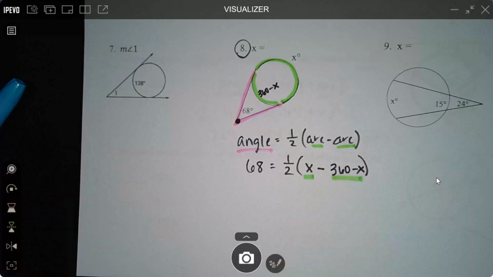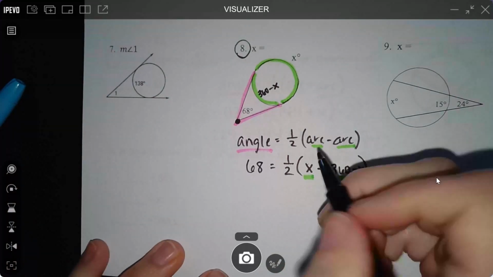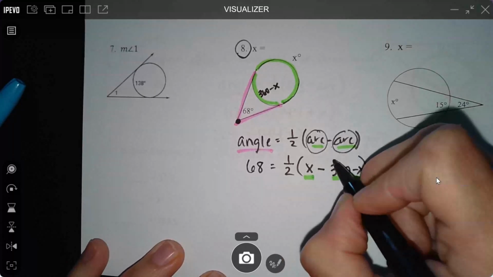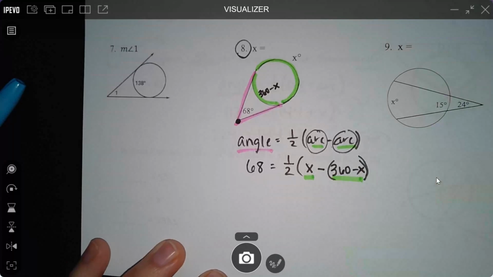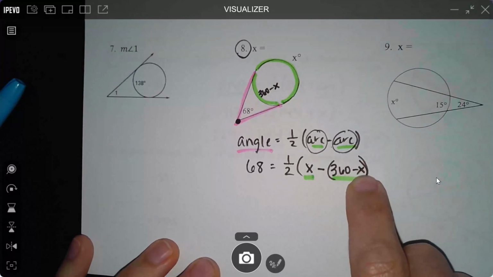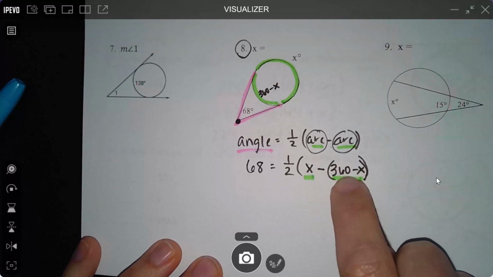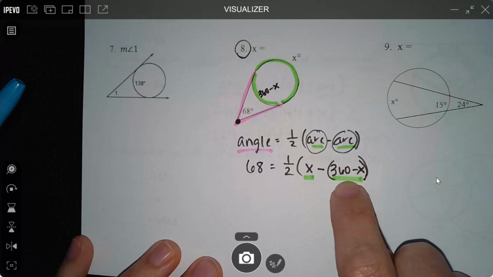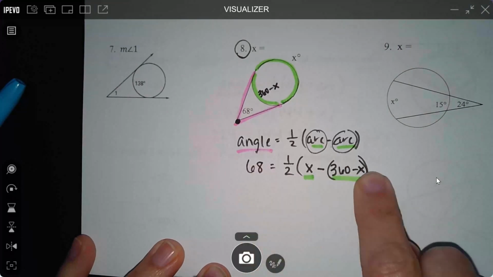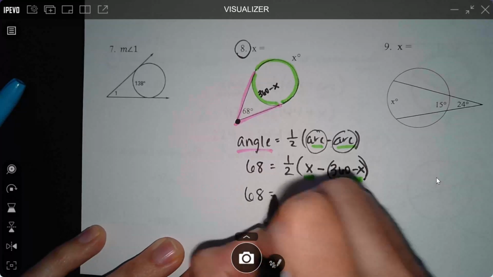But if I solve it like that, it is going to be wrong, because remember, I want this whole arc minus this whole arc. So I have to group all that together. I have to subtract 360 and subtract negative x. Be careful there. If that second arc has more than one term, you have to put it in parentheses. Now, from here, you can use Desmos, y equals this and y equals that, or you can do some algebra.